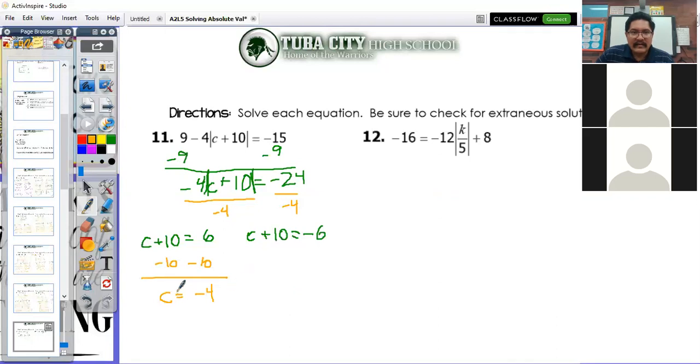Let's check that out really quick. Plug in -4. So this is 10 minus 4, which is 6. Take the absolute value of 6, that's 6. 6 times -4 is -24. Wait, yeah, it is -24. 9 minus 24 is -15. So this is a working solution.